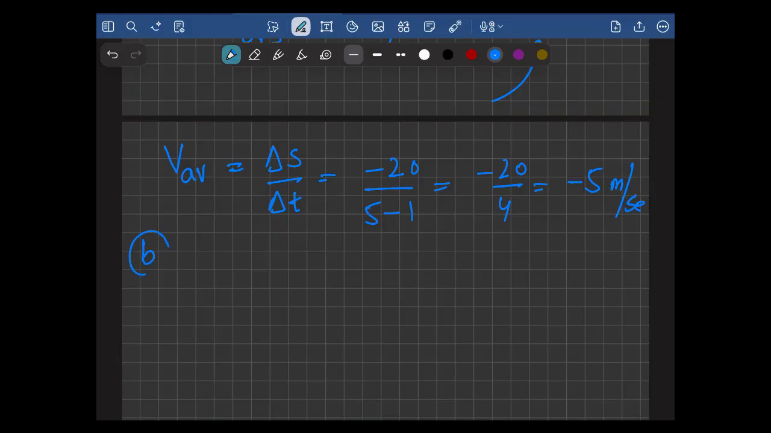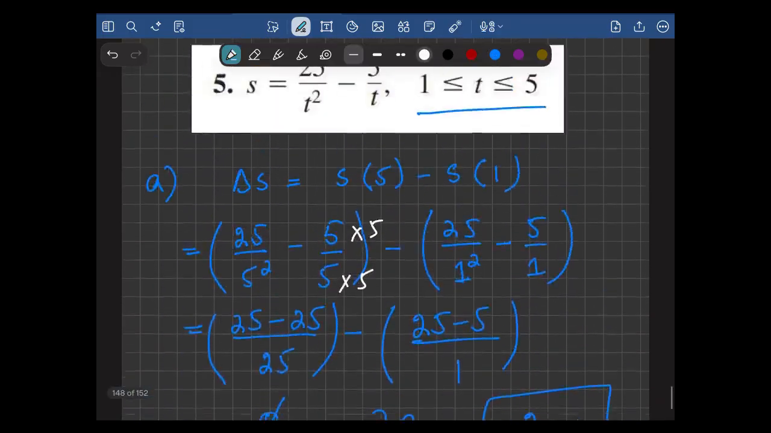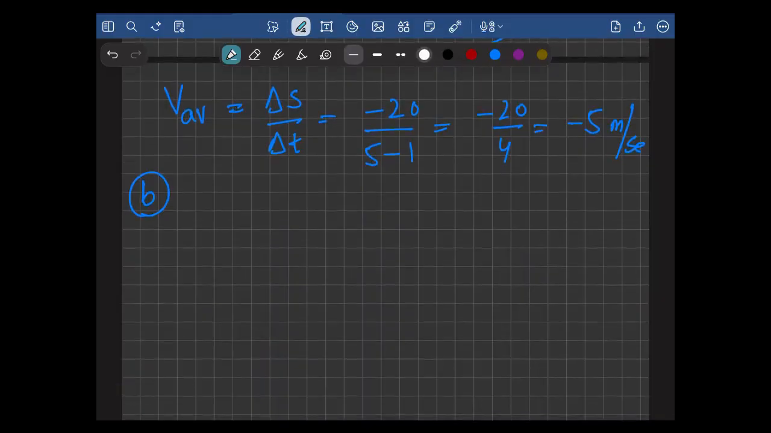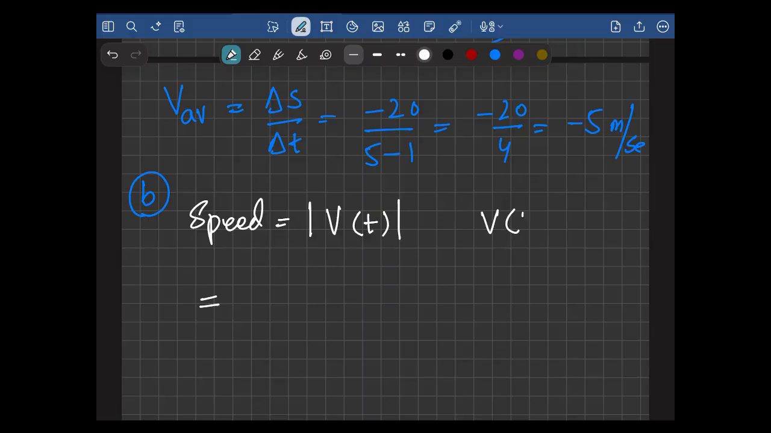Then in the B part, they said find the body's speed and acceleration, as in the first 4 questions we solved. So the body's speed equals the absolute value of the velocity at time t. So let's find the velocity first. The velocity v at time t equals the derivative of the displacement function, ds over dt.